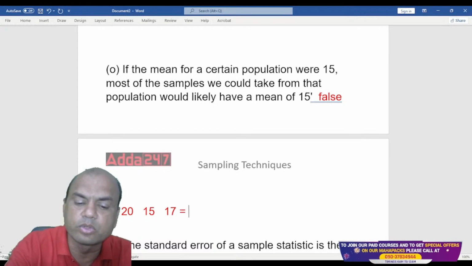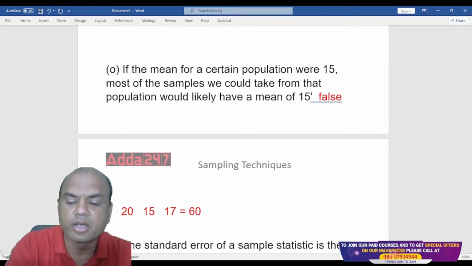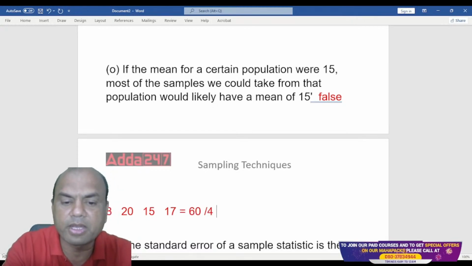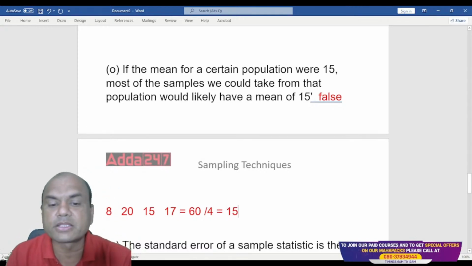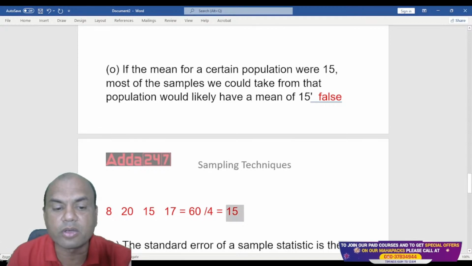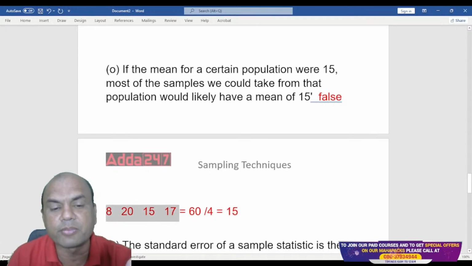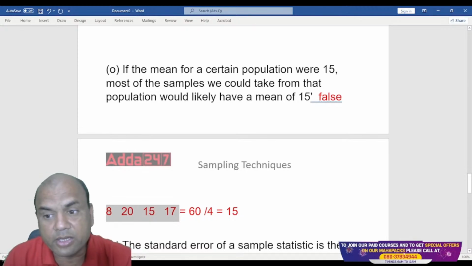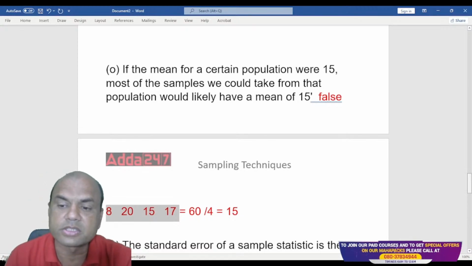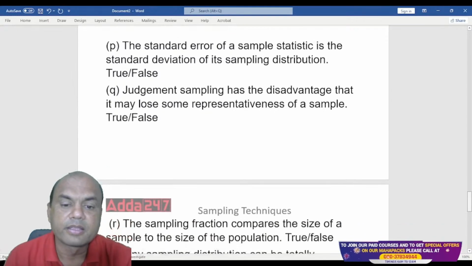Total is 60. Do the average upon 4. So what am I getting? I'm getting this as 15. So my population mean is coming out as 15, but were all the samples having the mean of 15? No. So it's not compulsory. That is the point I'm stressing. So that is false.